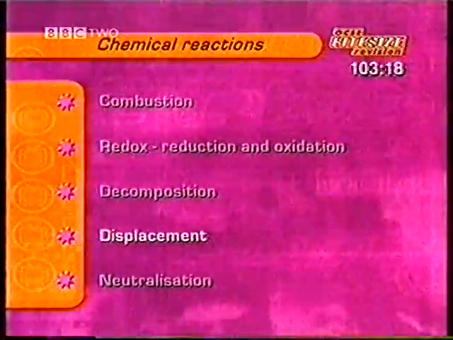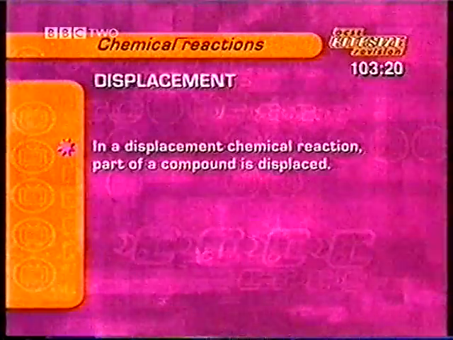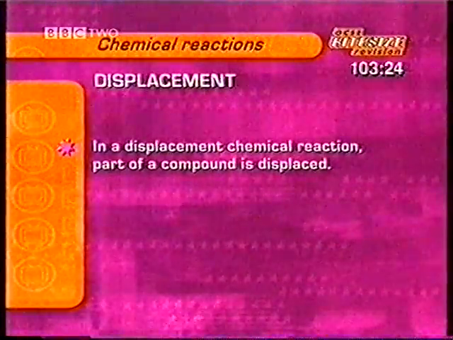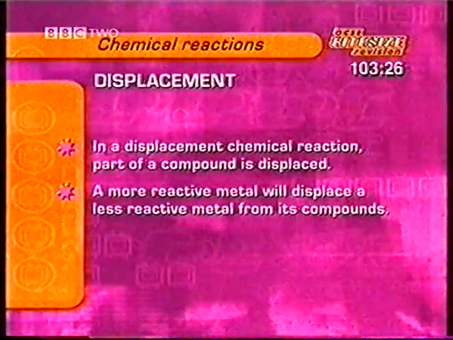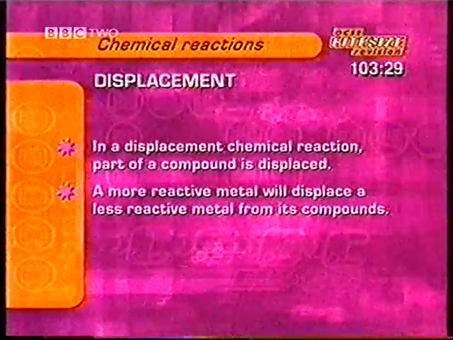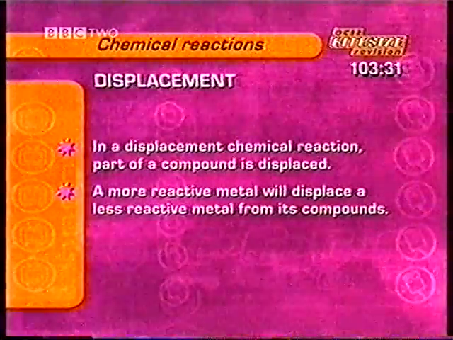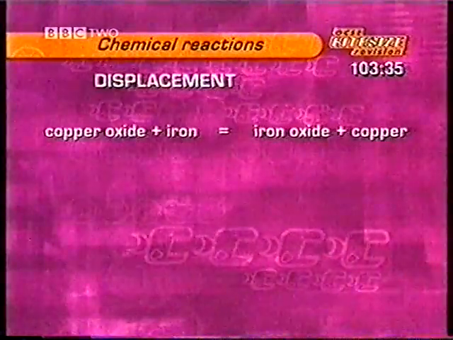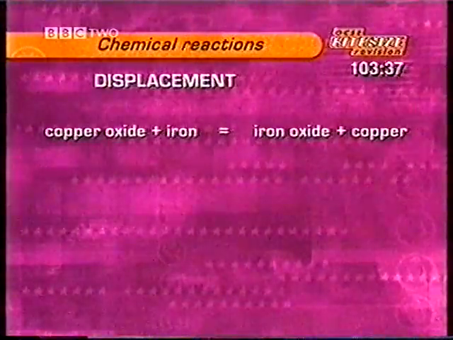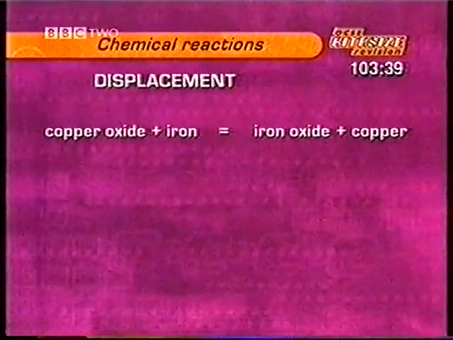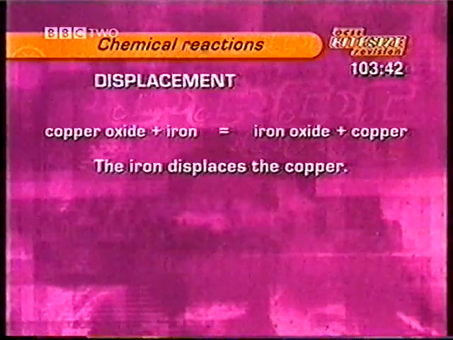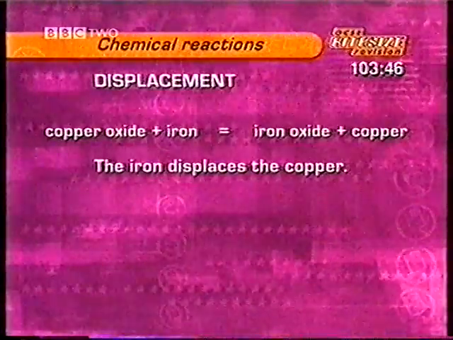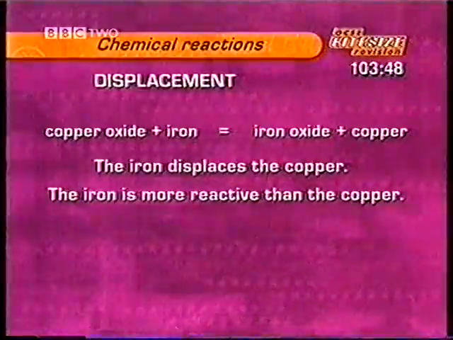Next, displacement reactions. In a displacement reaction, part of a compound is displaced during a chemical reaction. For example, a more reactive metal will displace a less reactive metal from its compounds. For example, copper oxide plus iron gives iron oxide plus copper. The iron displaces the copper from the copper oxide and takes the oxide over for itself. That's because iron is more reactive than copper.